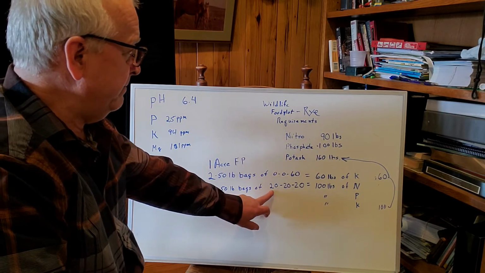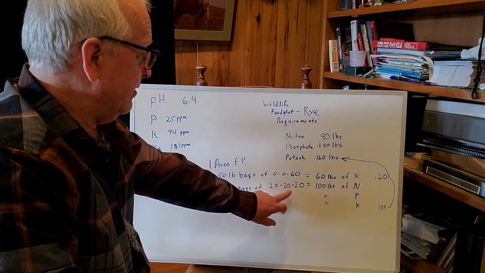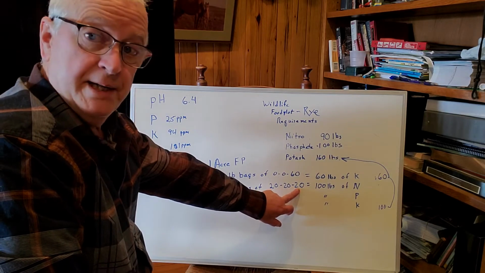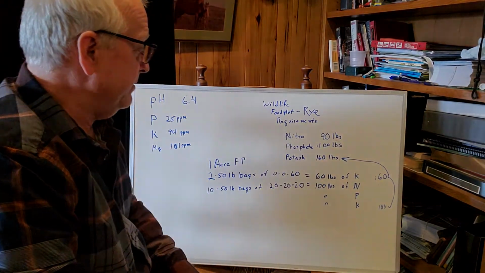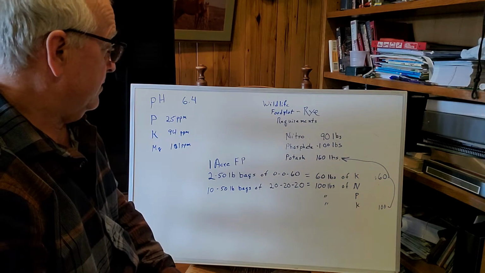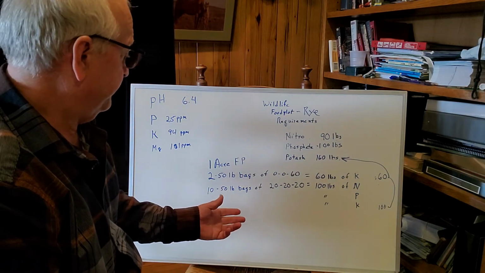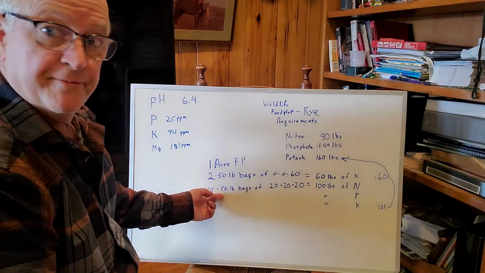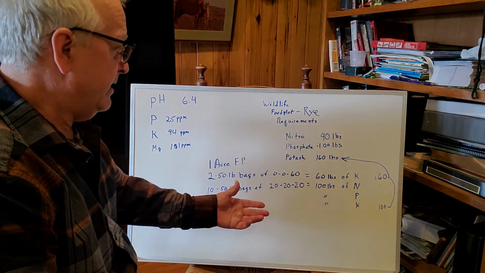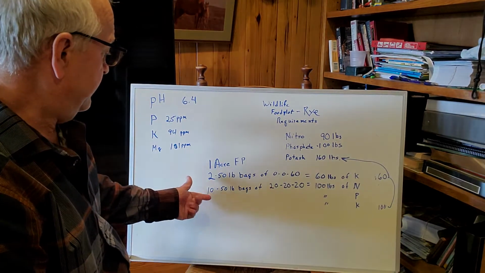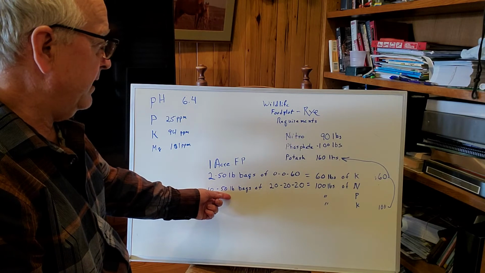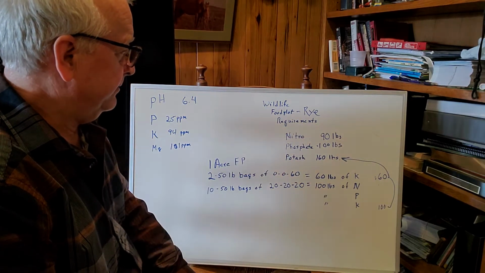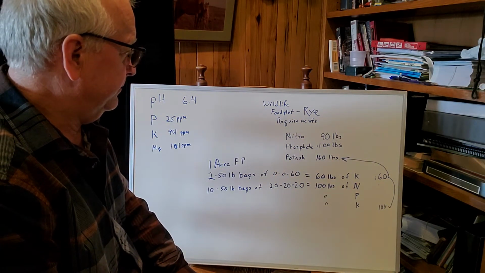Now, if you were to go out and buy enough triple 20 to get 160 pounds, then you'd be looking at buying a lot of fertilizer. What would that be? Like 80 bags of fertilizer. You don't want to do that. You want to buy 12 bags of fertilizer and get just what you need.